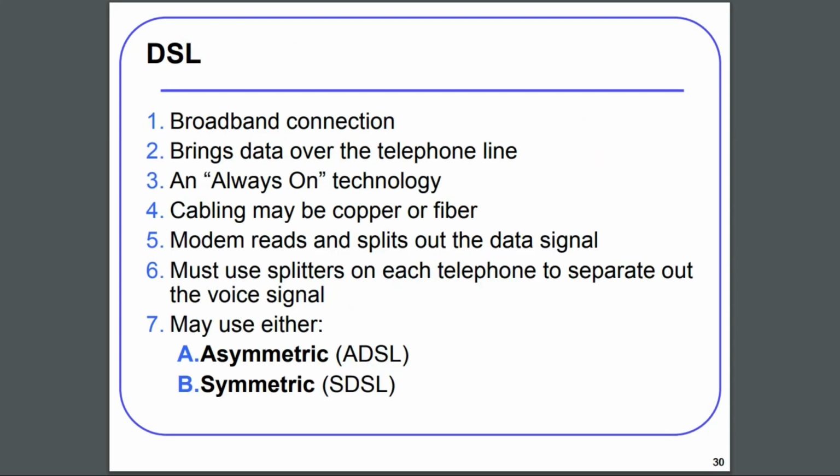Third one is DSL. DSL is a broadband connection that brings data over the telephone line and is always-on technology. Cabling may be copper or fiber. The modem reads and splits out the data signal. You must use splitters on each telephone to separate out the voice signal. It may use either asymmetric ADSL or symmetric SDSL.